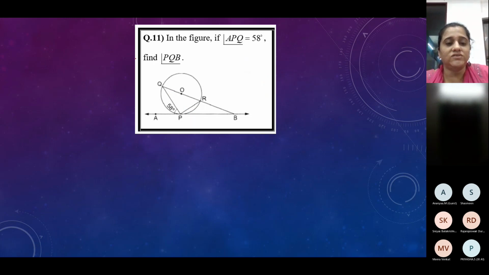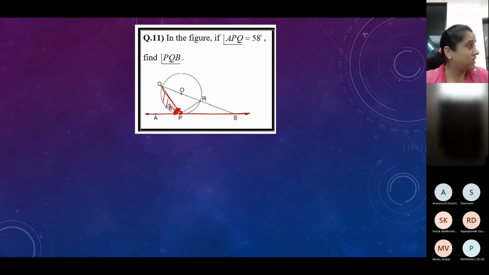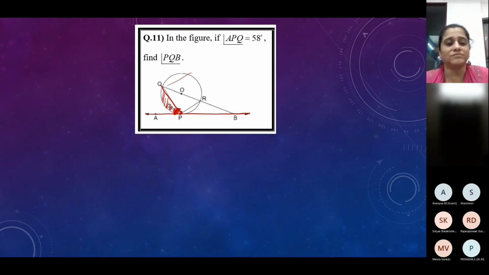This is the chord. QP is the chord, and at P we have this tangent AB. So this 58 degrees is an angle between the chord and the tangent. Now leave this segment, this is the minor segment. Leave that. This is the major segment.